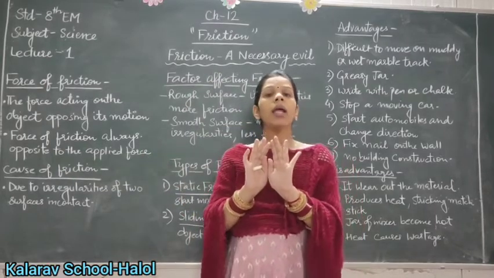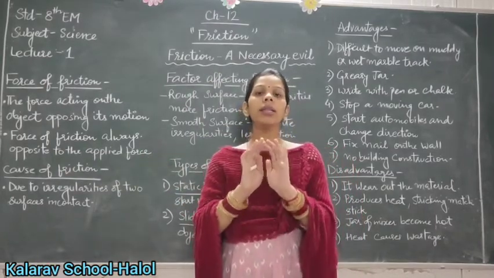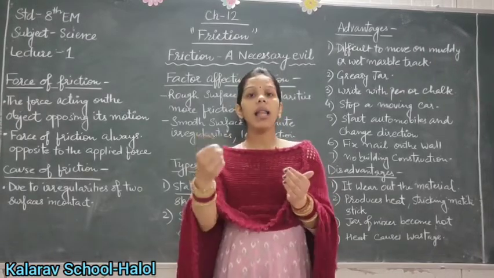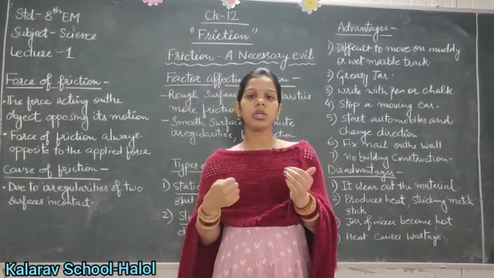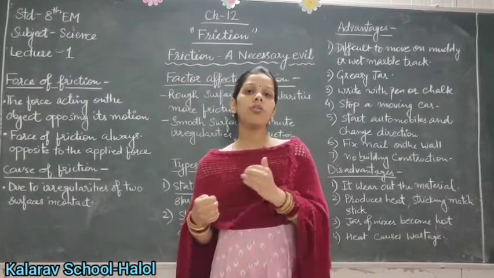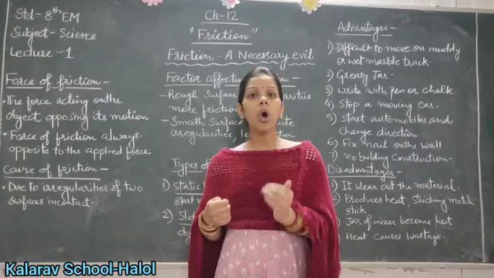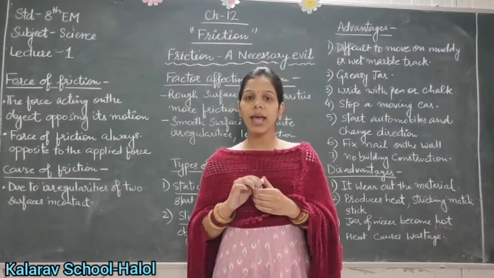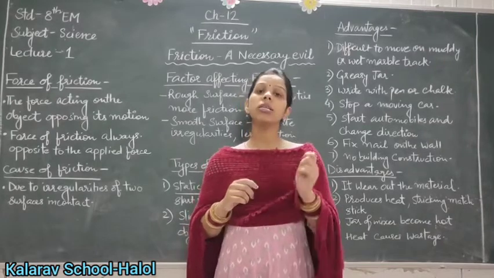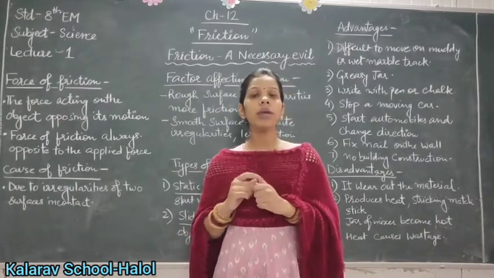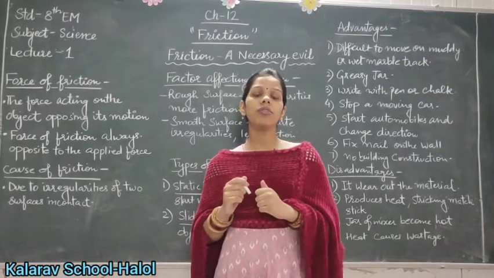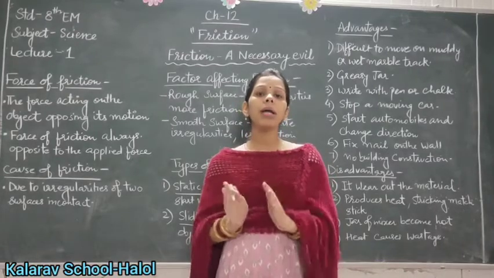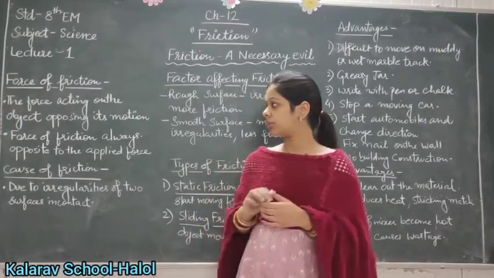If you try to push a book in the forward direction, then the force of friction always occurs in the backward direction, because that force of friction tends to stop the motion of the book. So we can say that friction is due to the opposing force of the applied force. It is the same in magnitude but opposite in direction.